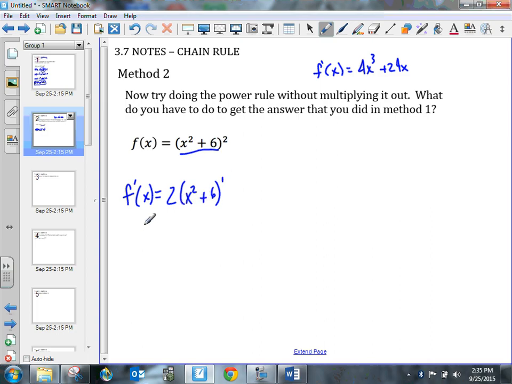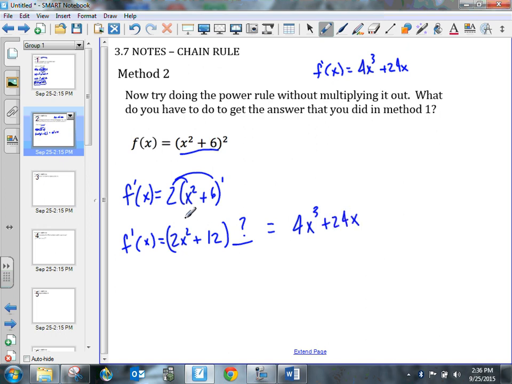Now what I want to do here is multiply through this 2. f prime of x is going to be 2x squared plus 12 after you distribute your 2. So here's the thing, guys. I didn't get 4x cubed plus 24x when I did that method. However, the question is, what would I have to multiply this function by in order to get 4x cubed plus 24x?